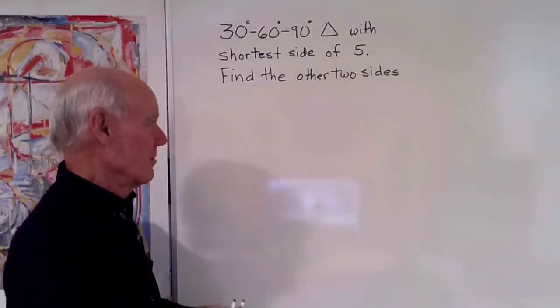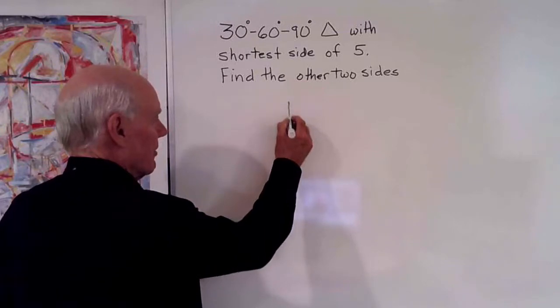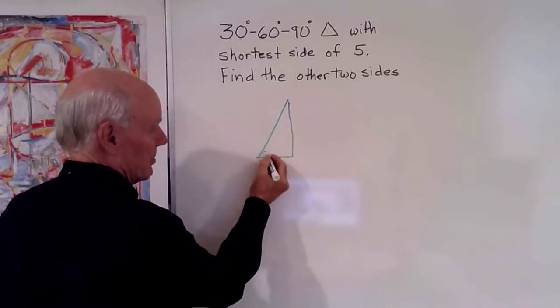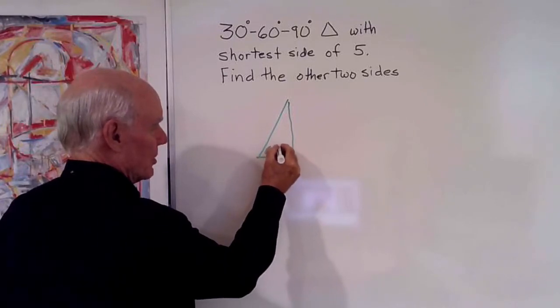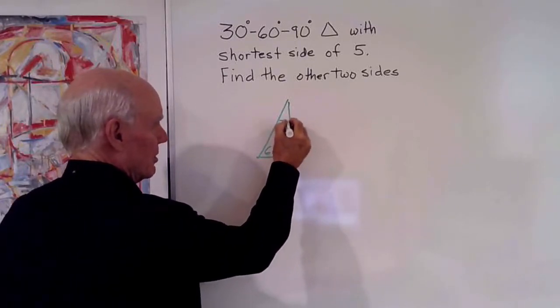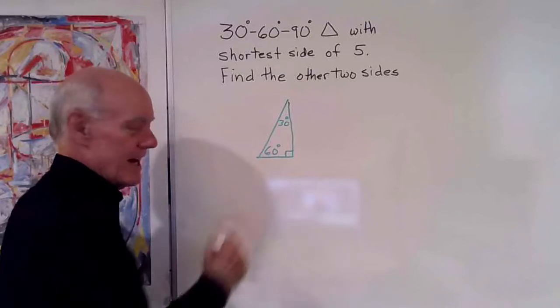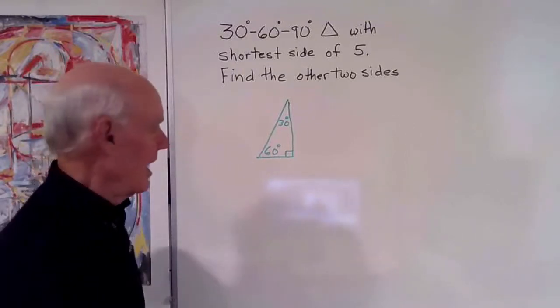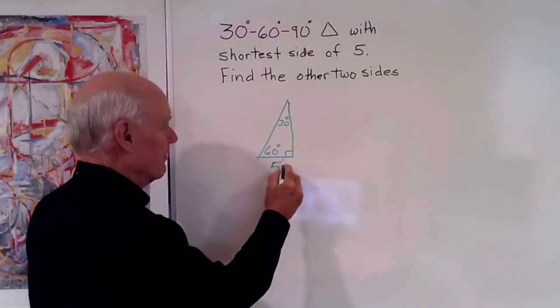So I'm going to start by just drawing a little diagram of this. It doesn't have to be real accurate, but the bigger angle, 60 degrees, I'm going to put here, 30 degrees there. That's the right angle. Now it says that the shortest side is 5, so I'm going to put a 5 right here.